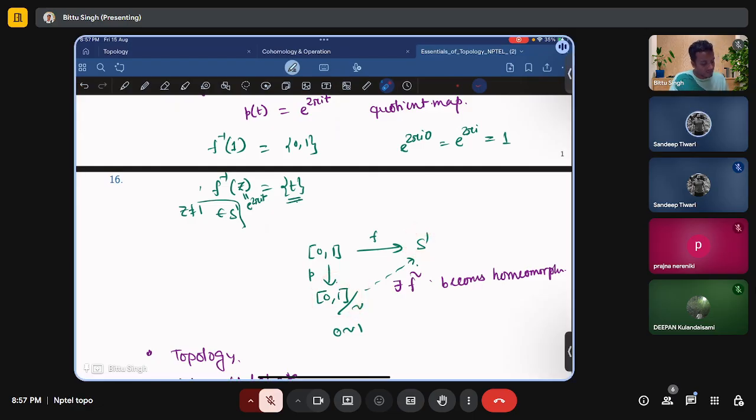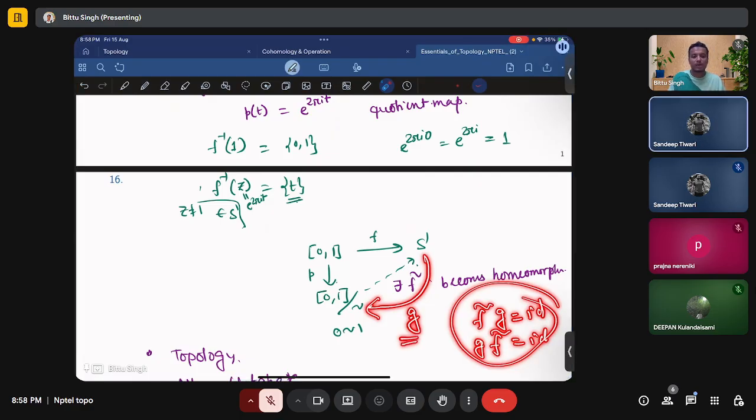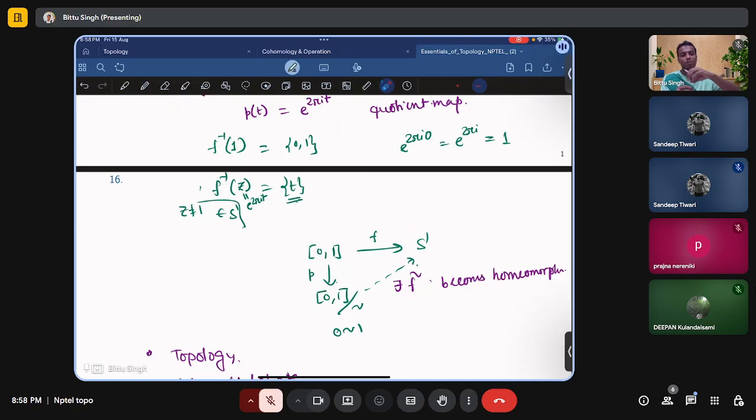Homeomorphism is nothing but there exists a map in the reverse direction. Suppose this map is g, such that f tilde composed with g is identity and g composed with f tilde is also identity, and g should be continuous. So it means you can continuously move from one space to another. So studying one space is the same as studying the other one. Okay, so that is the homeomorphism.